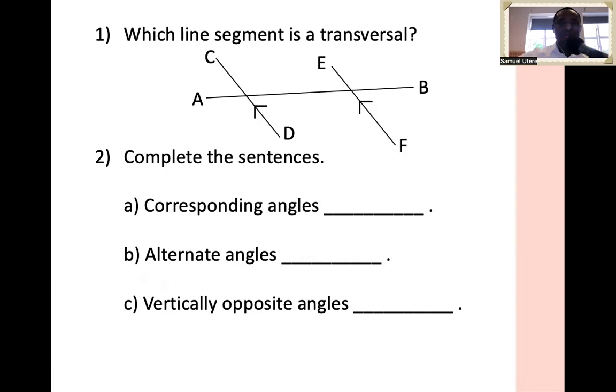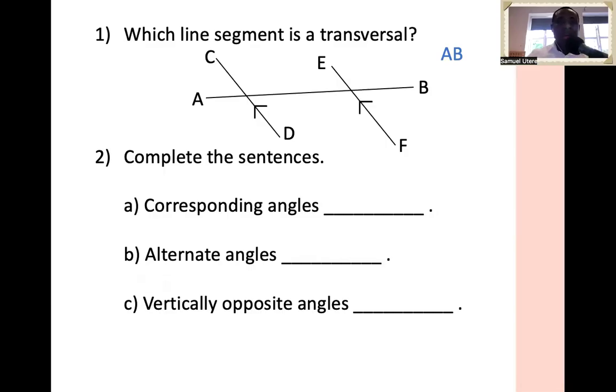Let's discuss them. So for the first one, you were asked which line segment is a transversal. By now, we know that the transversal is the line that cuts across the parallel lines. And the line we see that cuts across the parallel lines CD and EF is AB. So line segment AB is the transversal.